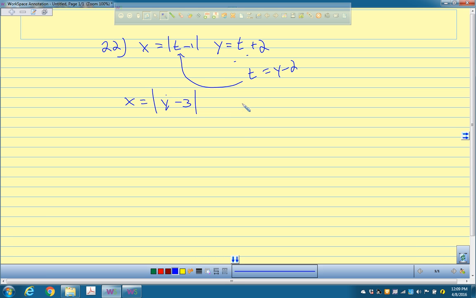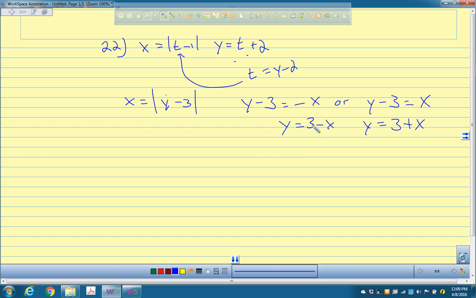Do you guys know when you solve an absolute value equation, you have to do a minus part and a plus part? y minus 3 equals negative x, or y minus 3 equals positive x. Did you know that? Okay. And now you have y equals 3 minus x, or y equals 3 plus x. And those are your two equations.